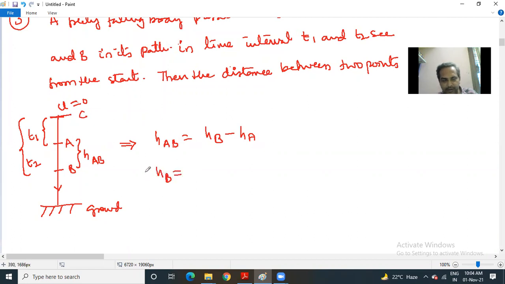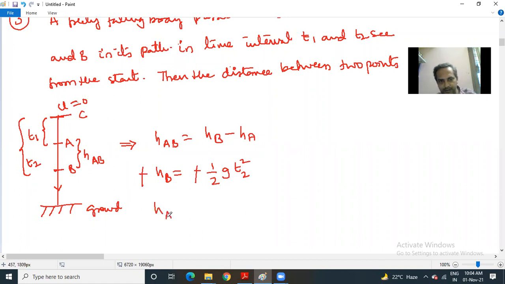Since it is falling freely, make use of S equal to ut plus half a t square once again. Since coming downward, it is negative. U is anyhow 0, so a will be turned as minus g. So this will be t2 square, because the body reaches point B after t2 seconds. So negative negative cancels on both sides of the equation.